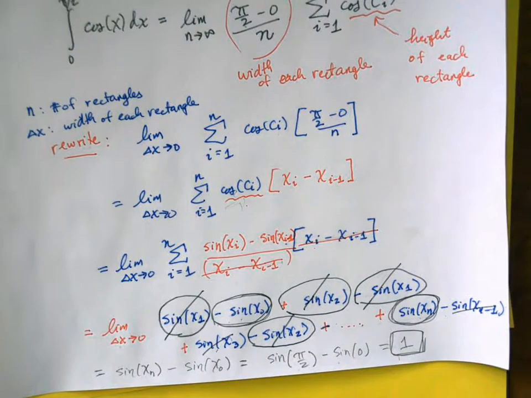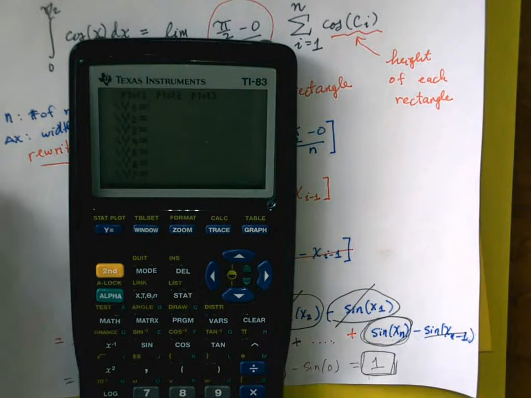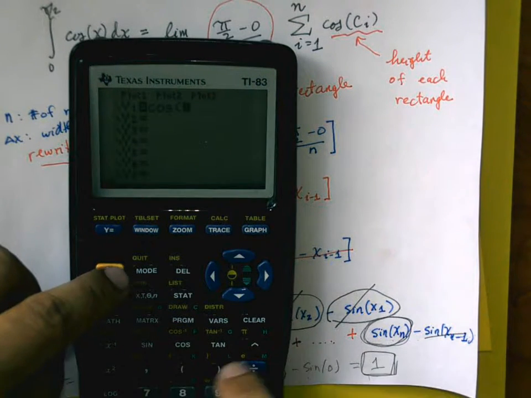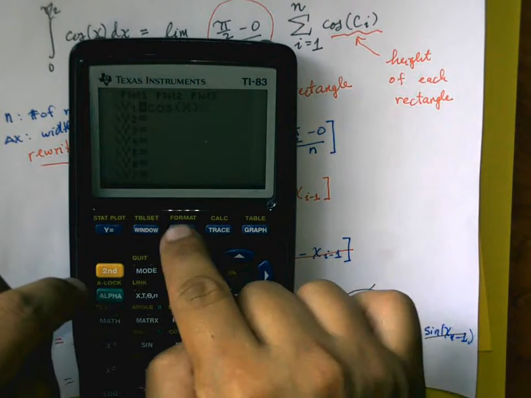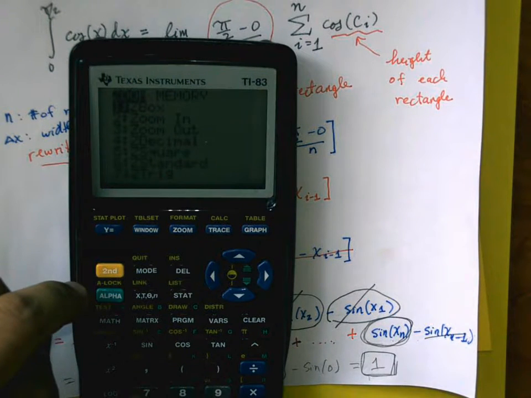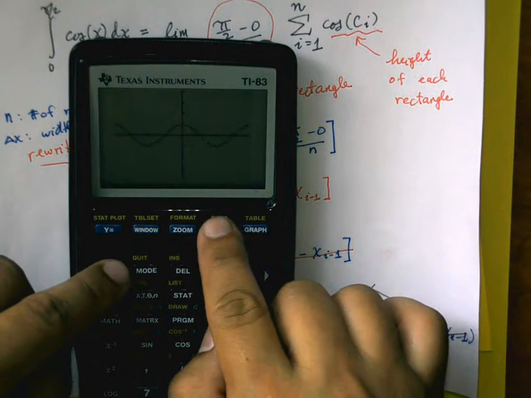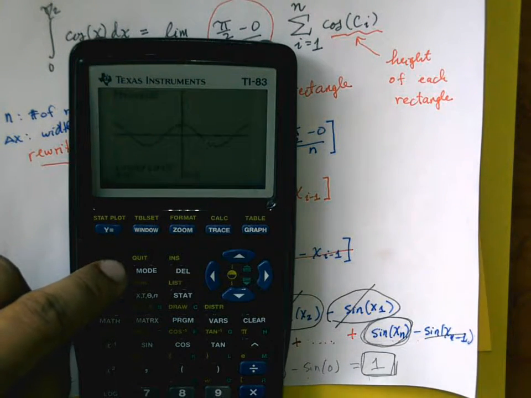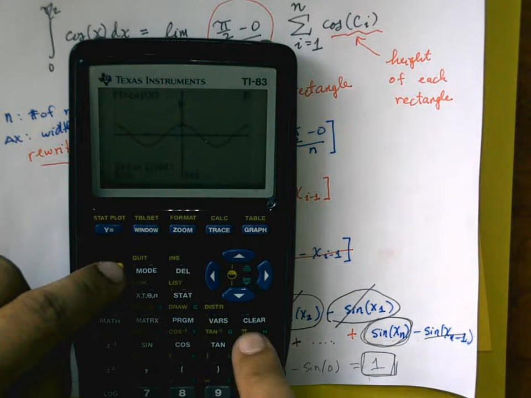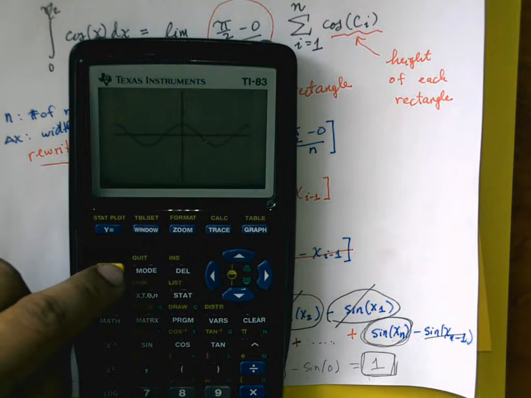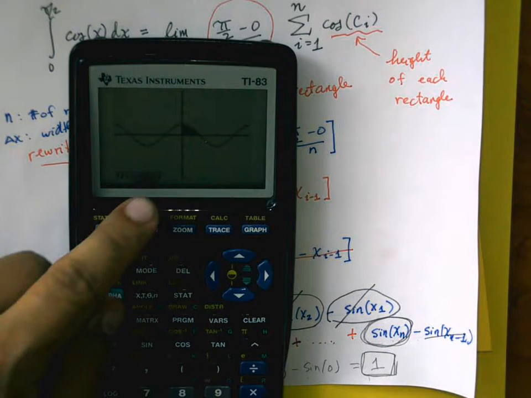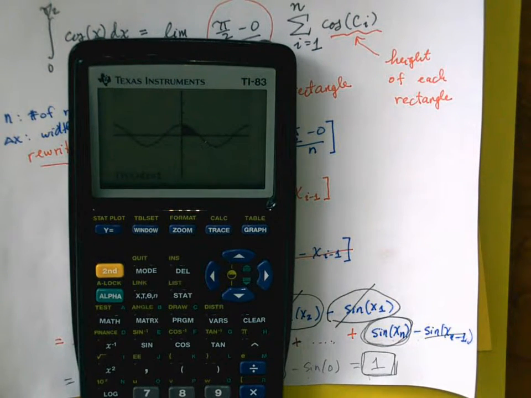Just to show you that this is true, we could certainly do this on a calculator as well. Not that the calculator actually behaves according to what we tell it to do, not the other way around, but it's always nice to see that our technology behaves according to our theory. So we can calculate the integral from 0 to pi over 2, and it is exactly equal to 1.